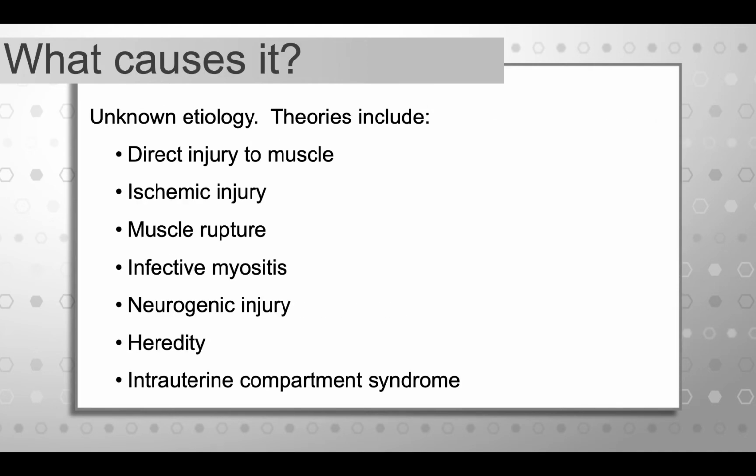So what causes congenital muscular torticollis? The etiology is unknown, but some theories include that there may be a direct injury to the muscle. So there may be ischemic injury, muscle rupture, infective myositis, neurogenic injury. So something wrong with the muscle. This could actually occur during birth.